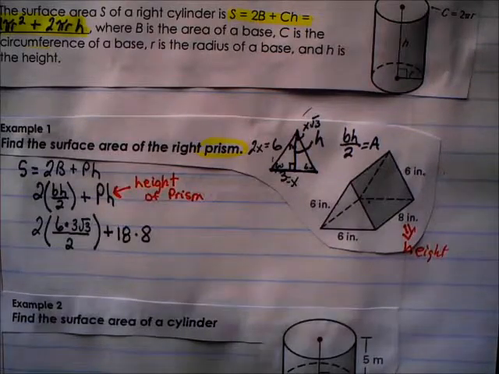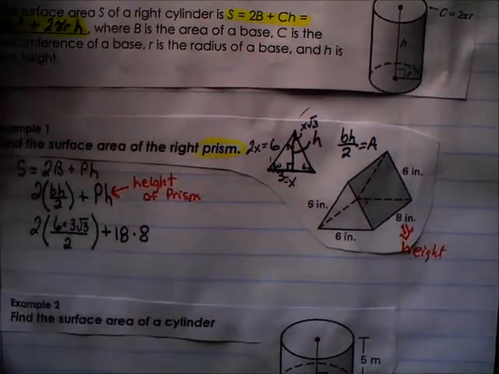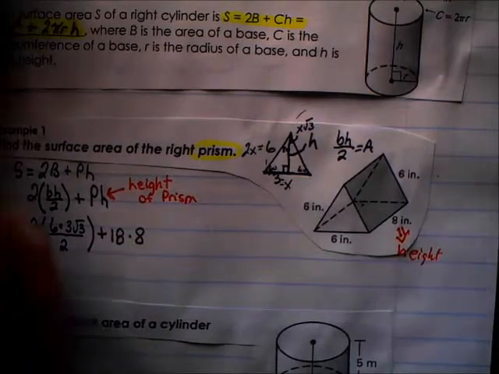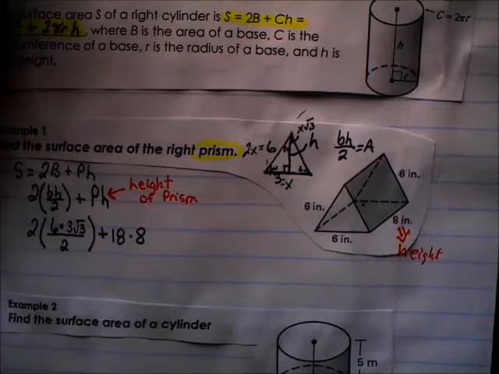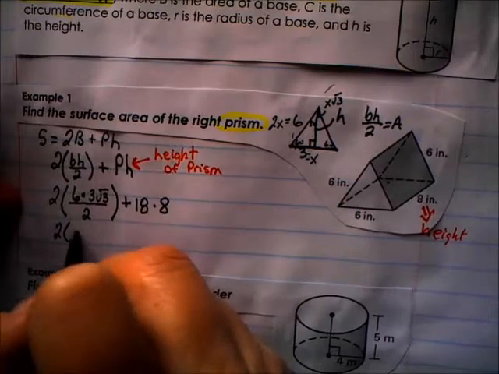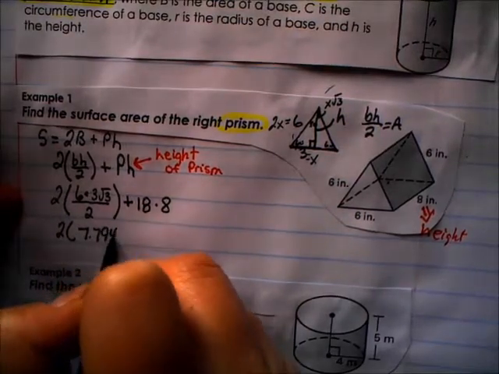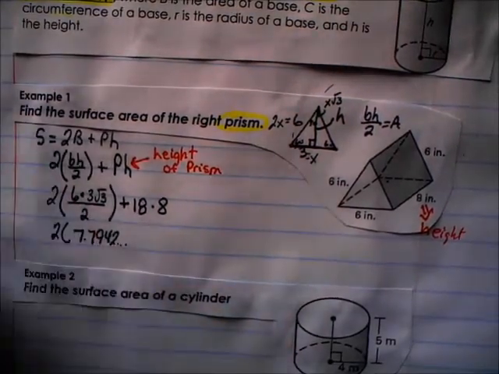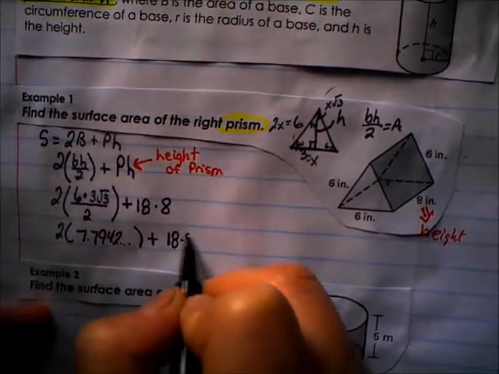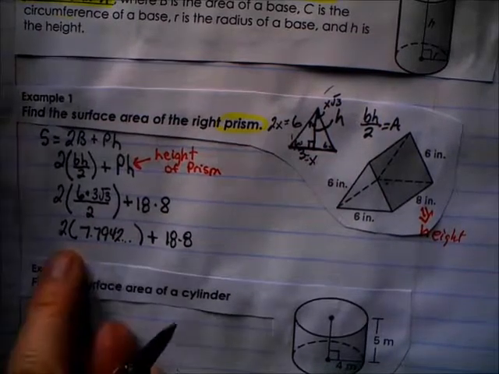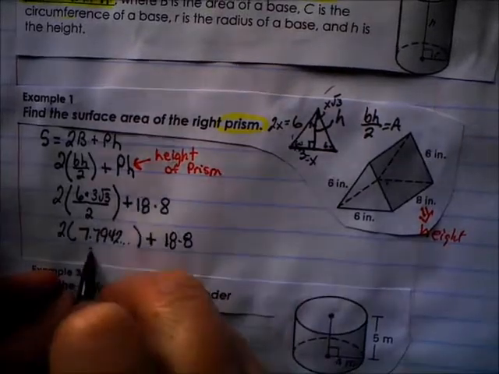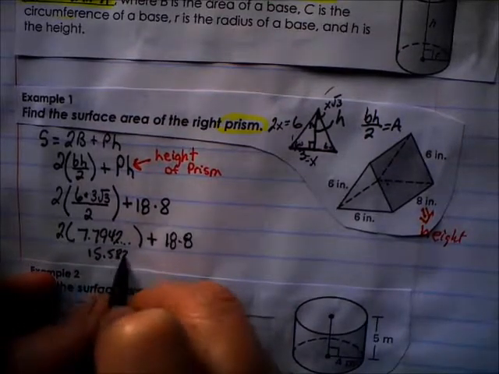Now, if I do the parentheses here, 6 times 3 square root 3, and then I divide it by 2, you end up with a terrible decimal, but I would have 2 times basically 7.7942, and it goes on and on and on. Keep that in your calculator. Okay? Because now I'm going to take that number and multiply it times 2. I get a 15.588, and it goes on and on and on in my calculator.